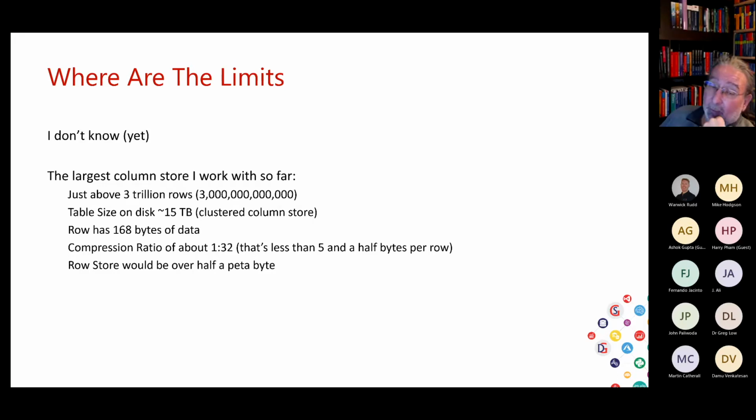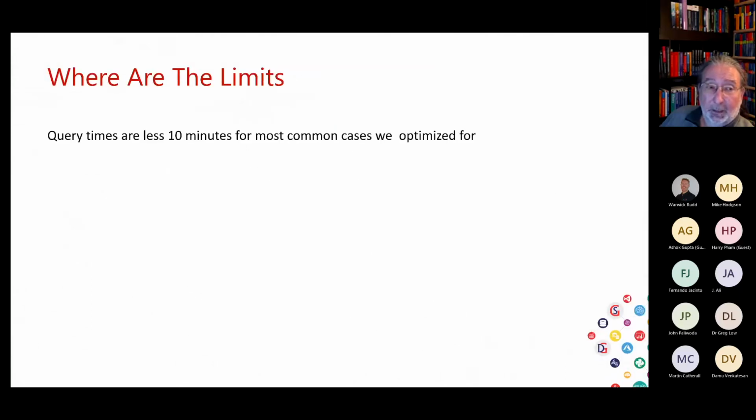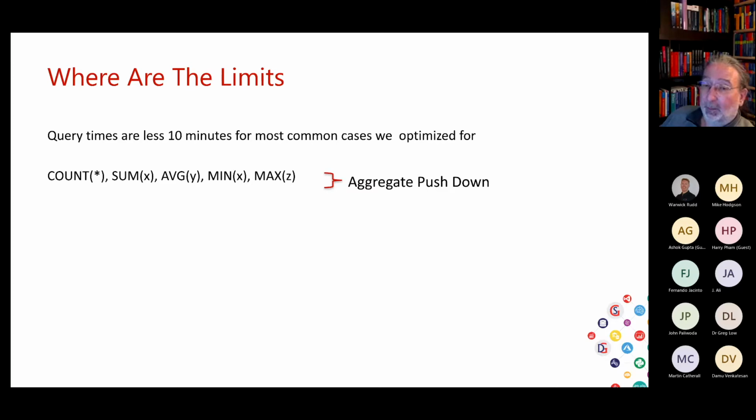We pre-sort it. We normalize everything that makes sense and is too large. So where are the limits? All the queries that we run against this are 10 minutes or less. What we do usually is count star, sum, average, min, max across the data set. That is handled by aggregate pushdown.